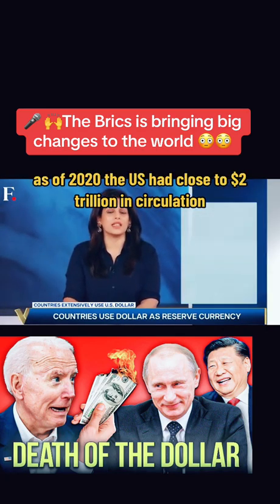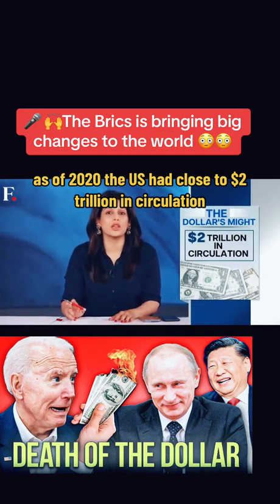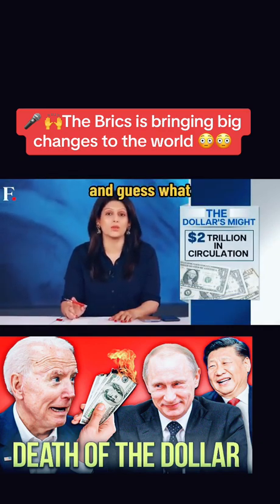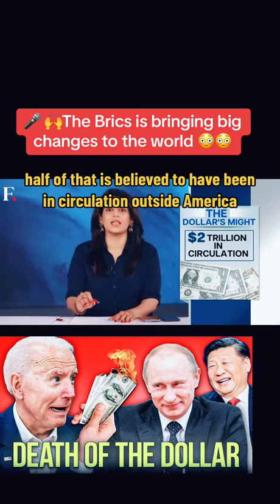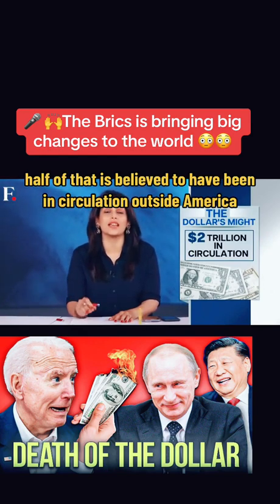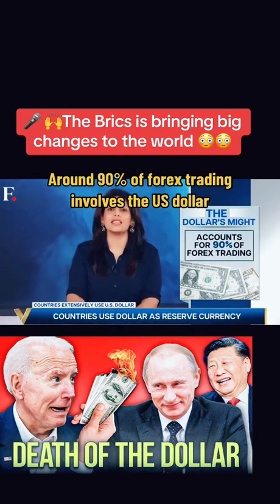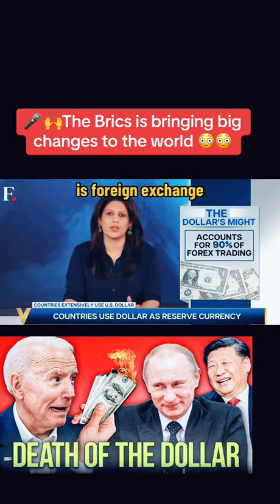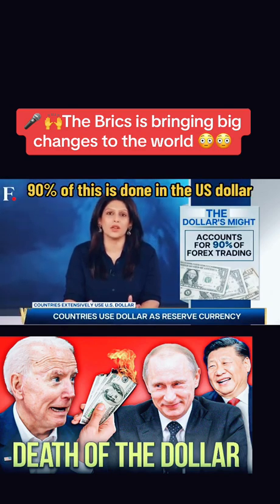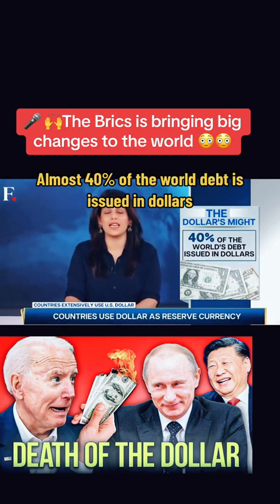As of 2020, the US had close to $2 trillion in circulation. $2 trillion. And guess what? Half of that is believed to have been in circulation outside America. What about the markets? Around 90% of forex trading involves the US dollar. Forex, of course, is foreign exchange. 90% of this is done in the US dollar. Almost 40% of the world debt is issued in dollars.